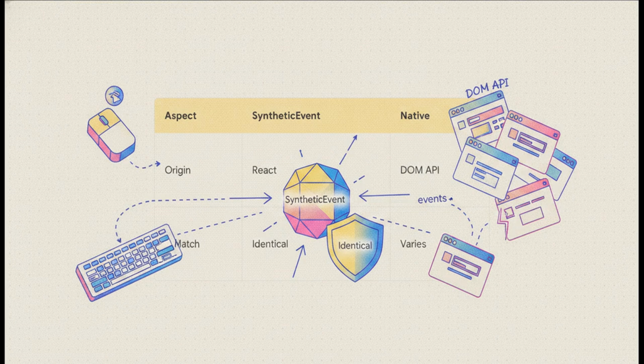But here's the catch. React doesn't use the browser's native DOM events directly. Instead, it uses its own standardized wrapper called synthetic event. Why bother doing that? Well, it ensures that events behave exactly the same across every single browser, smoothing over all those annoying cross-browser inconsistencies while still giving you access to specific subtypes, like mouse event or keyboard event.